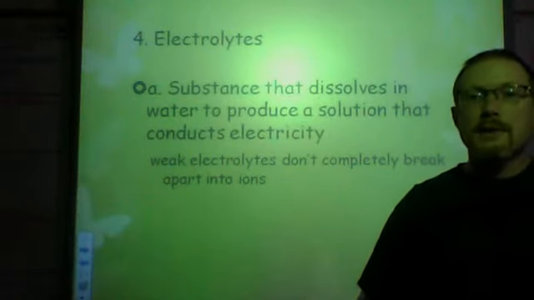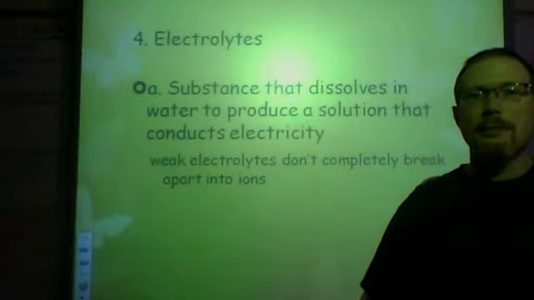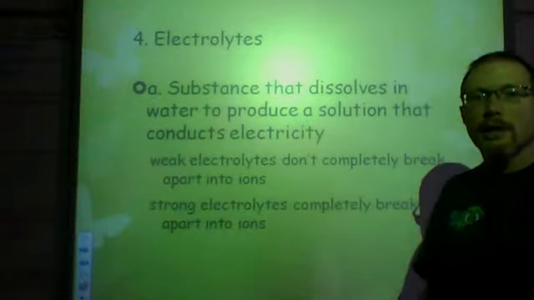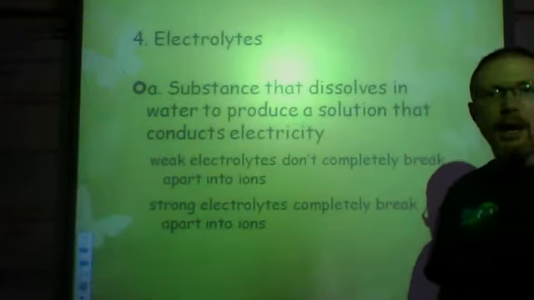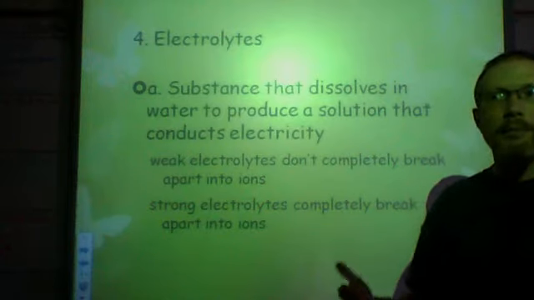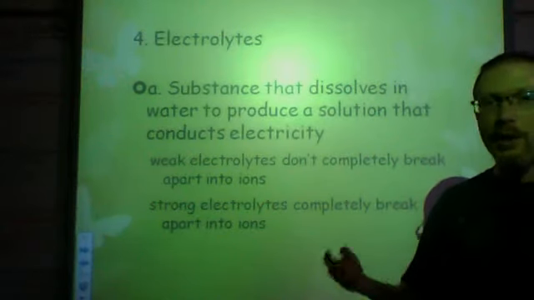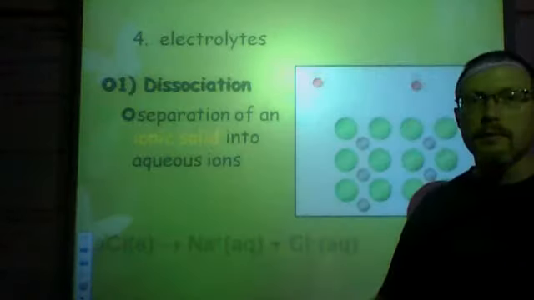Substances may dissociate in a very small fashion. That would make them a weak electrolyte. Strong electrolytes, when you put them in water, will completely break apart. Most ionic substances are strong electrolytes. Some polar covalent substances can be weak electrolytes. That should come up at another time.